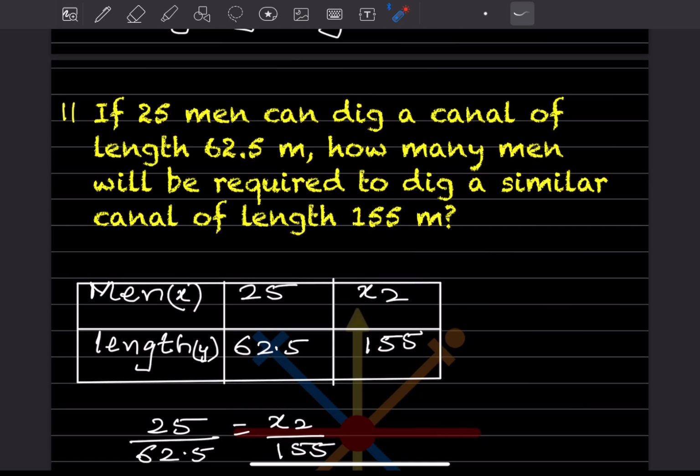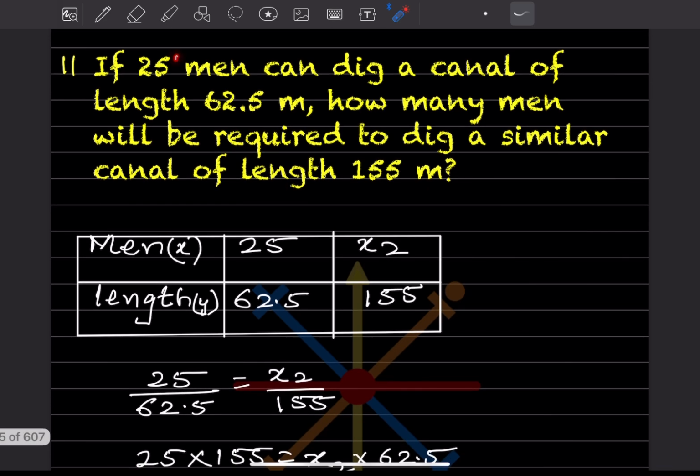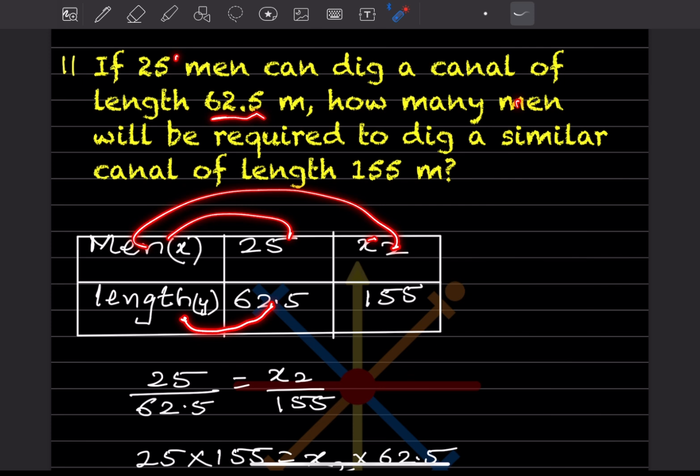If 25 men can dig a canal of length 62.5 meters, how many men will be required to dig a similar canal of length 155 meters? So here this is men and that is the length, given as 62.5 meters, and we don't know here how many men will be required for a canal of length 155 meters.